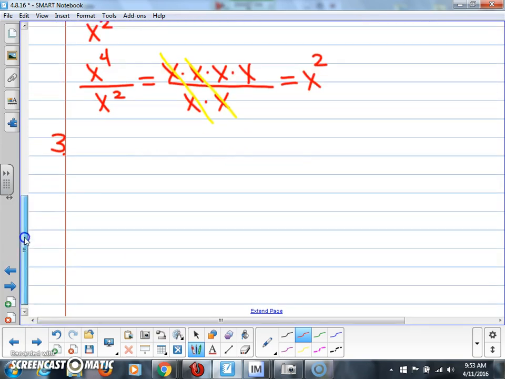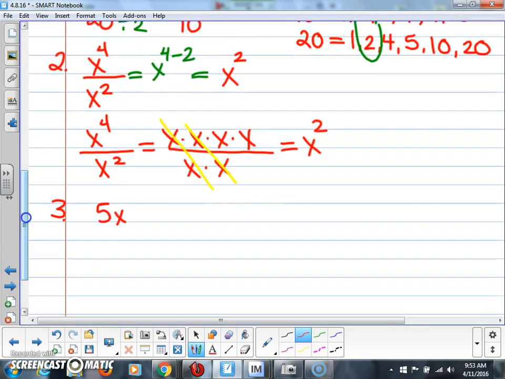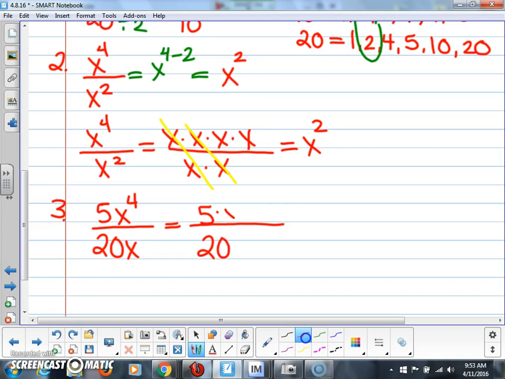5x to the power of 5. Just kidding. 5x to the power of 4 divided by 20x. Okay, can you simplify that? Okay, what would we need to do? Yeah, you're going to divide the top and the bottom by 5. Okay? So you have 5 over 20. You're going to have 4 x's on the top and 1 x on the bottom.